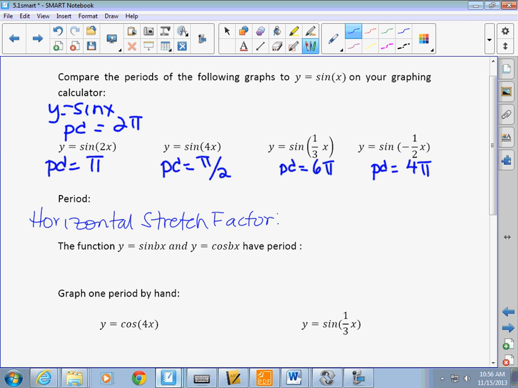So horizontal stretch factor is how much we are either stretching or compressing, depending on if it's a fraction or a whole number. For the first one, we took our 2 pi and divided it by 2, so our horizontal stretch factor would be 1/2. What would the horizontal stretch factor be when it's a 4? Right, because we took our 2 pi and divided it 4 times to get pi over 2.